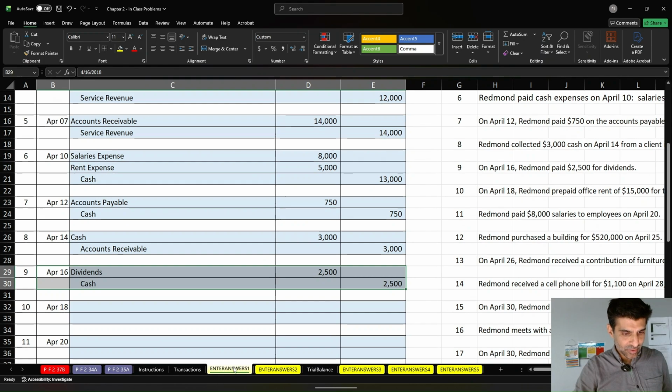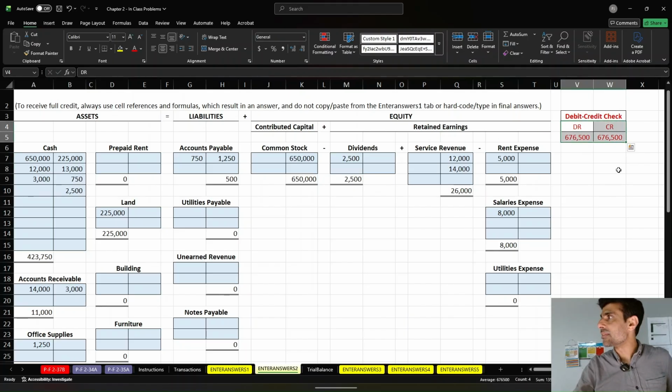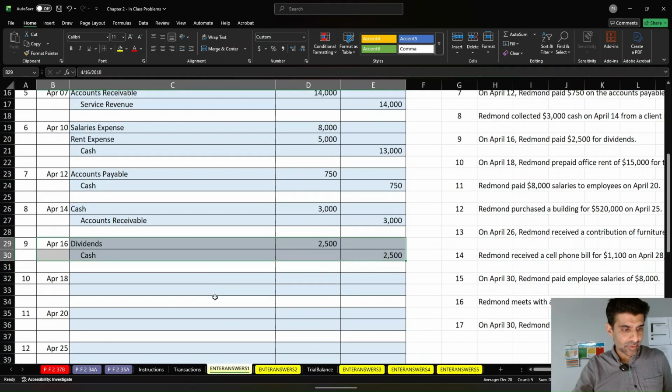How much was it? 2,000? 2,500. So I'm going to credit cash 2,500, debit dividends 2,500. And again, I'm making sure that this debit credit balance is maintained, and it is still. Okay, so let's keep going.